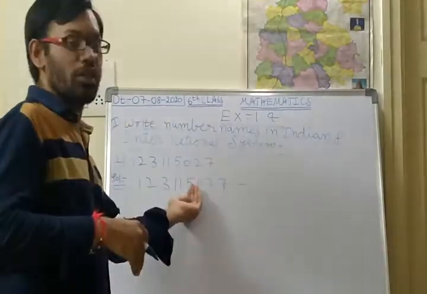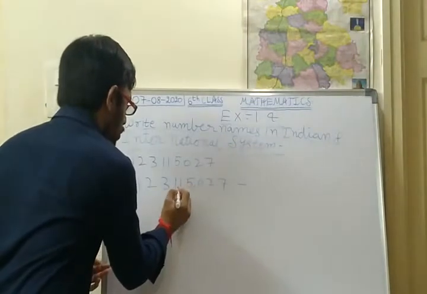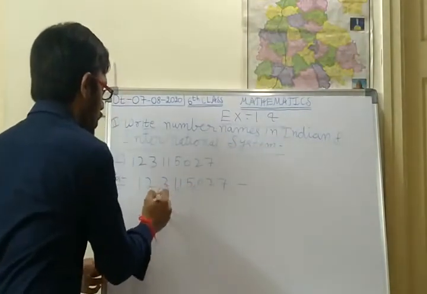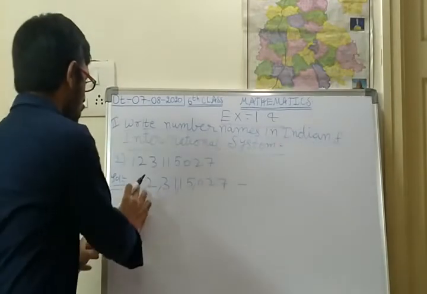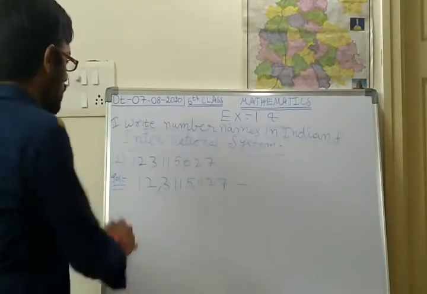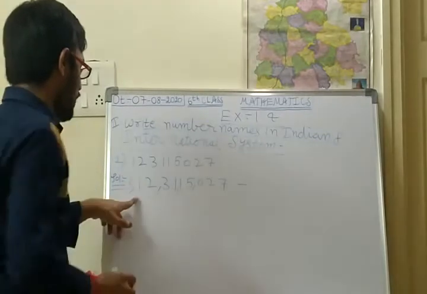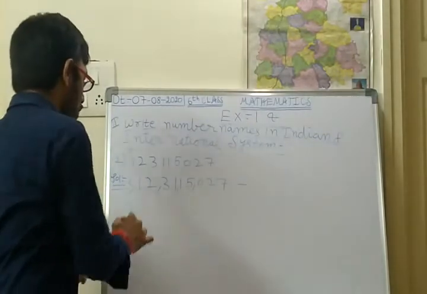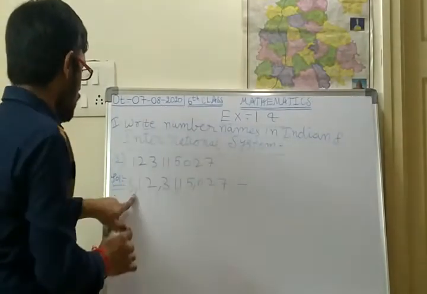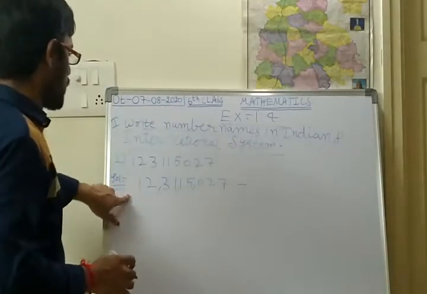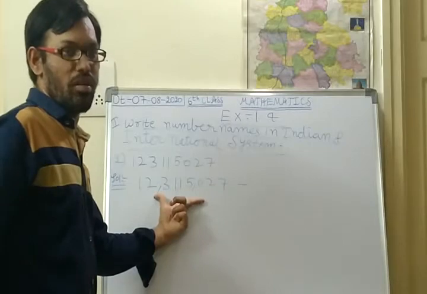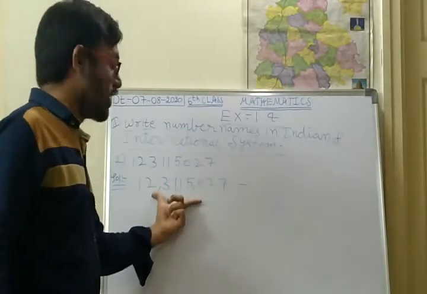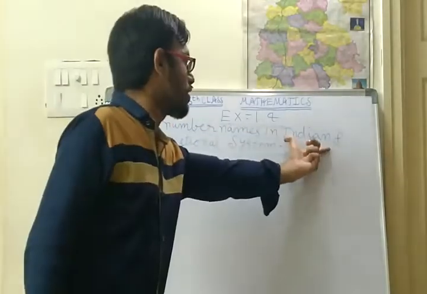So 12 comma 31 comma 15 comma 027. Only 2 are there, no more numbers, so you are not supposed to keep a comma. Suppose here any number is a 3, then after the 2 1 you should keep a comma. Like that you should place the commas. Now I have placed the commas according to the Indian system of numeration, not international, because he asked both in Indian and international system.